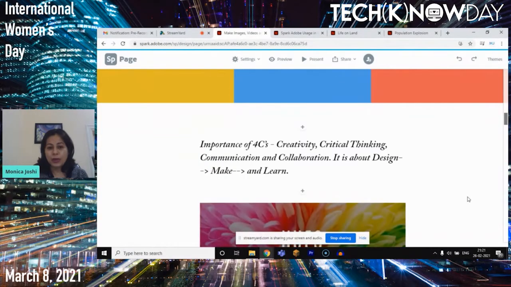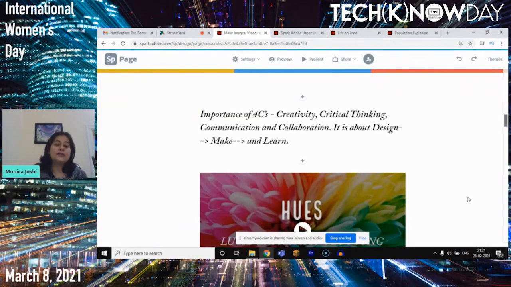So it's vital that the four C's which we talk about, that is creativity, critical thinking, communication, and collaboration, our teachers should also be equipped so that they can further empower their learners so that they are also empowered with all four C's which we talk about.